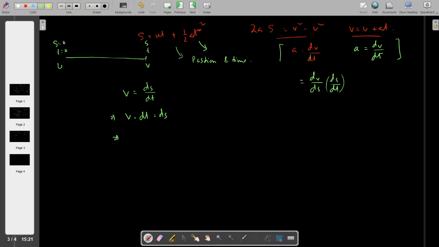So you are just going to use your first formula, v equals u plus at, and replace v with it. In place of v, you use u plus at. I'm just keeping it simple. So one term will be u dt, then a t into dt, equals ds. Now integrating both sides.